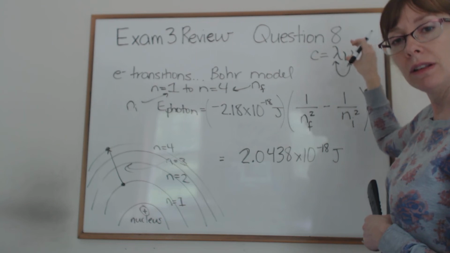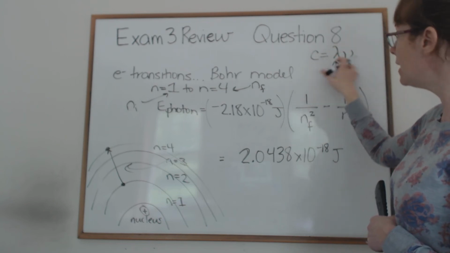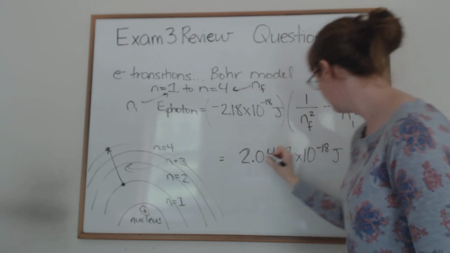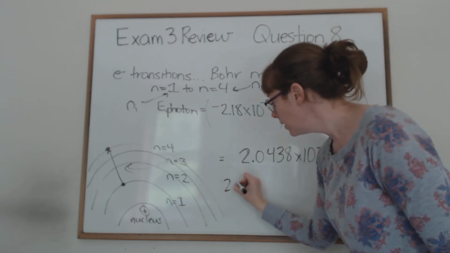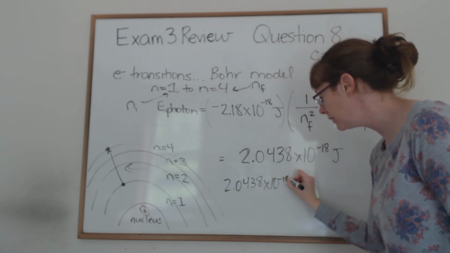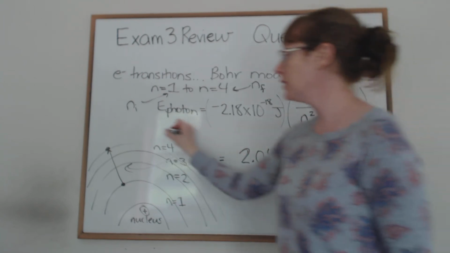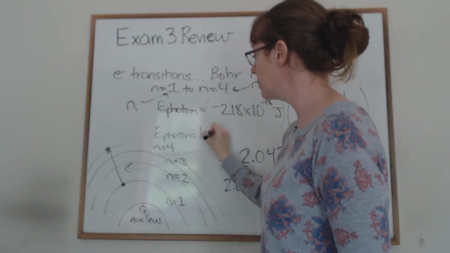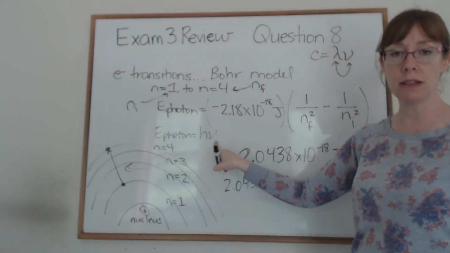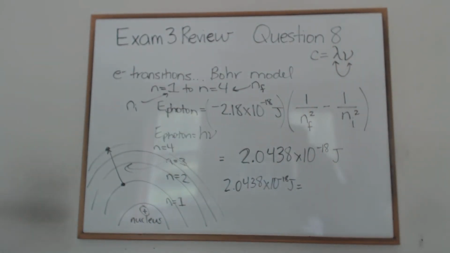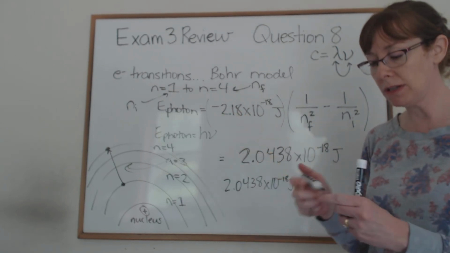So I can't get it immediately, but I'm going to be able to get frequency because of the energy of a photon, 2.0438 times 10 to the negative 18th joules. And another equation, let me go ahead and write this down here. Another equation for energy of a photon is h times frequency, Planck's constant times frequency. So let me get a better marker.